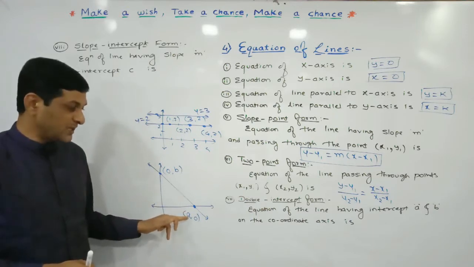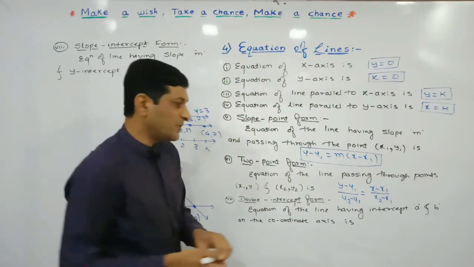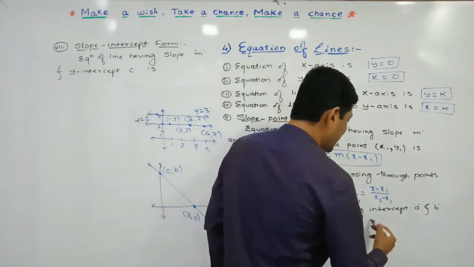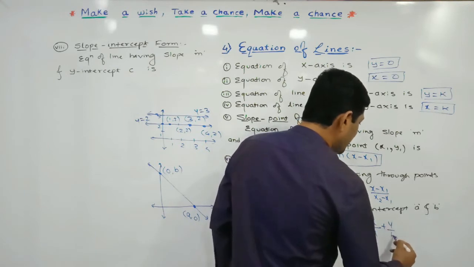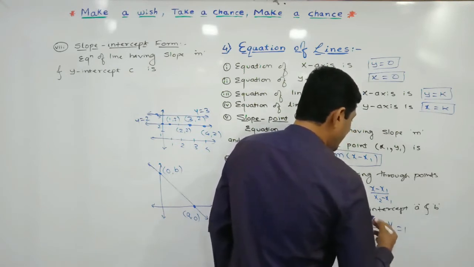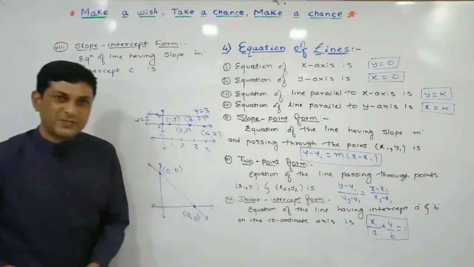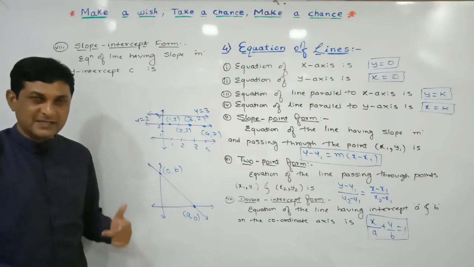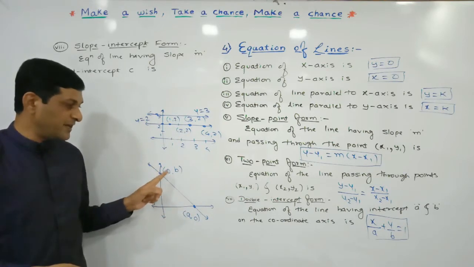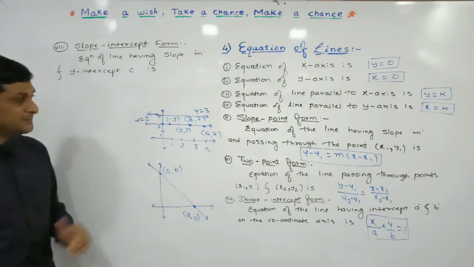Y-axis. If both the x intercept and y intercept are given to us, at that time the equation of the line can be found by applying this formula: x upon a plus y upon b is equal to 1. Hope the idea about x intercept and y intercept is clear to you. X intercept means what? The x coordinate of the point where this line intersects the x-axis, and y intercept means the y coordinate of which point? Where the line intersects the y-axis.